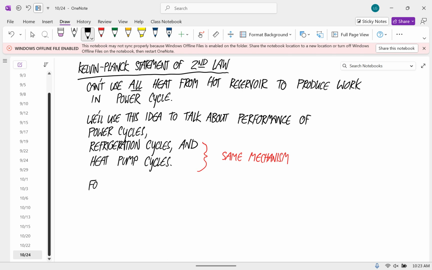And for all of these, we're going to define performance as the utility, the thing that we're trying to produce, divided by the cost: the thing that we'd rather not produce, but it's required to get the thing accomplished that we want to accomplish.